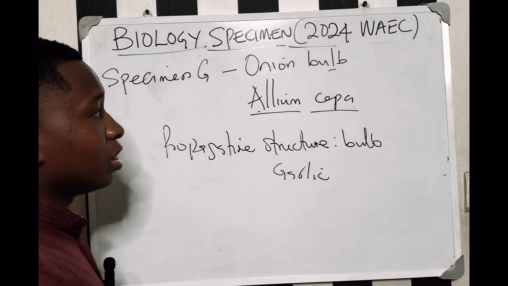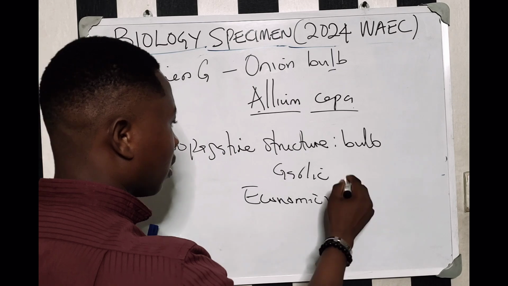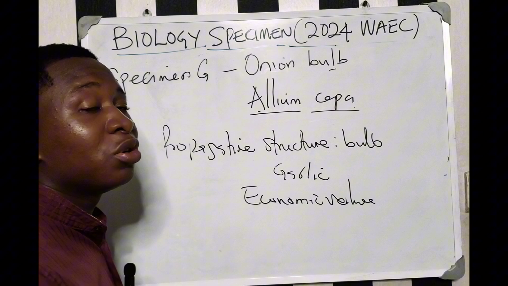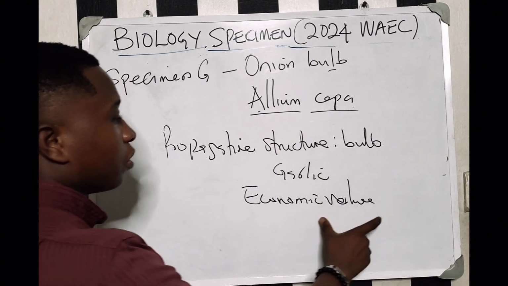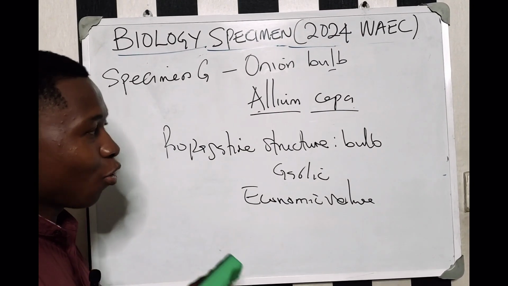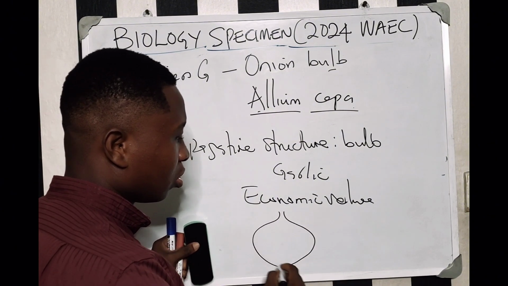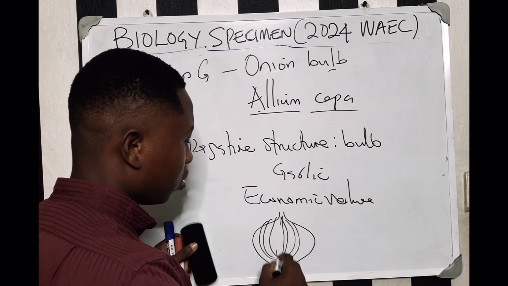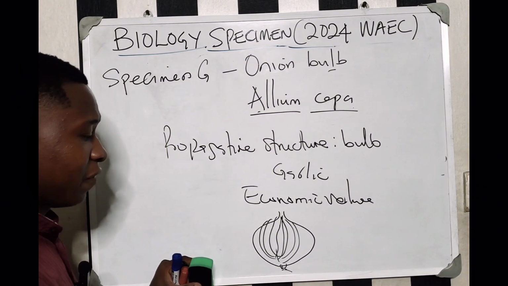They can also ask you the economic value of onion. We all know how valuable onion is in Nigeria. So it is very, very important. Just look out for the economic value of onion. Now try also to dissect the onion. You might be asked to dissect the onion and draw. Onions also have adventitious roots.